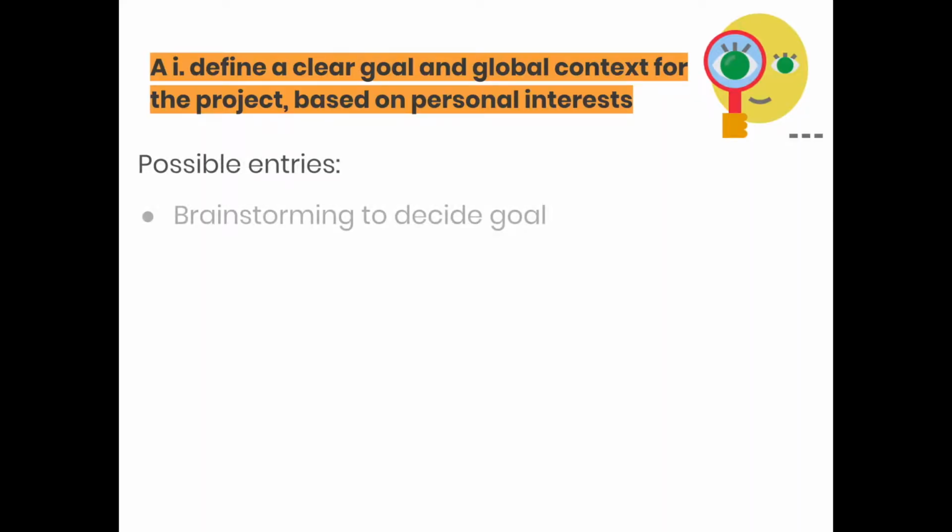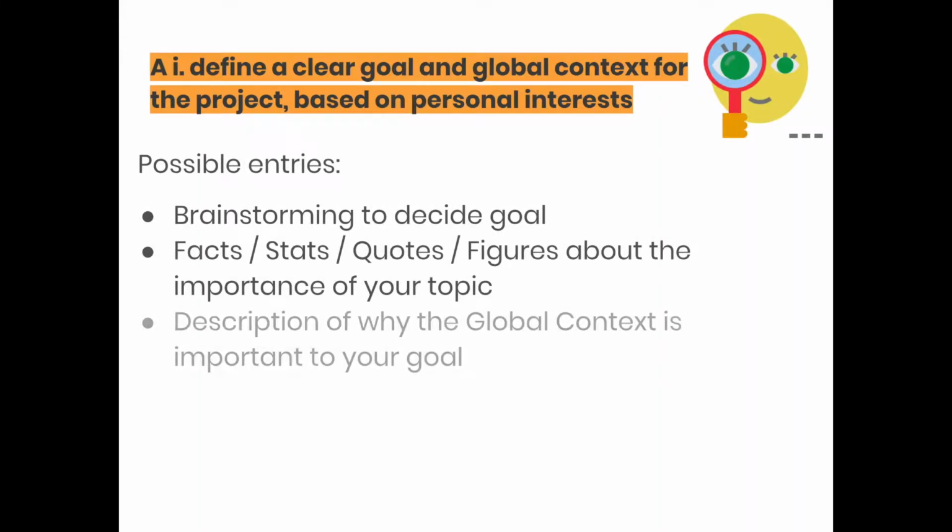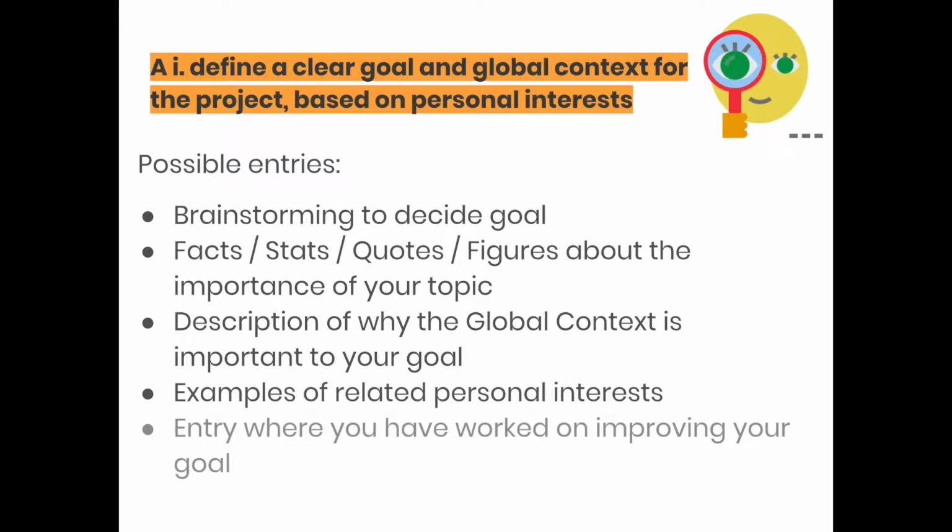So here you might have brainstorming to decide your goal. You might have facts, stats, quotes, figures to tell us why your goal is important. For example, if your product is going to be creating goodie bags for homeless shelters and your goal is learning about homelessness in your city, your facts, stats and quotes might be about the number of homeless people in your city. You're going to tell us why your global context is important to your goal, and maybe also tell us why it's important big picture.